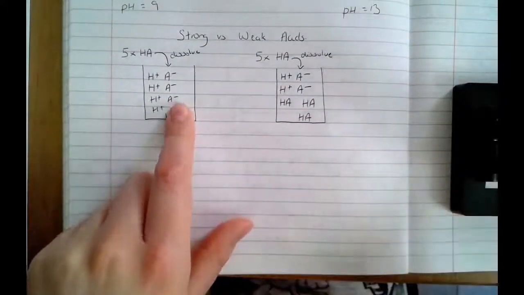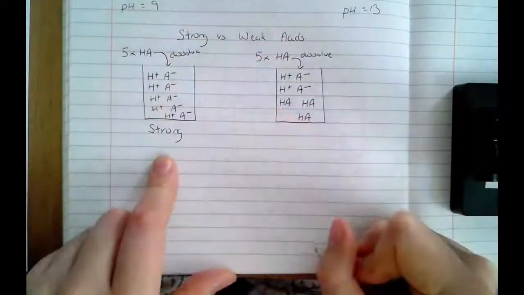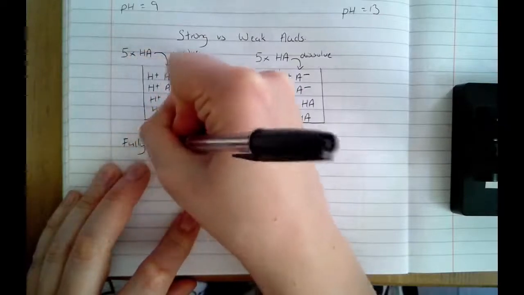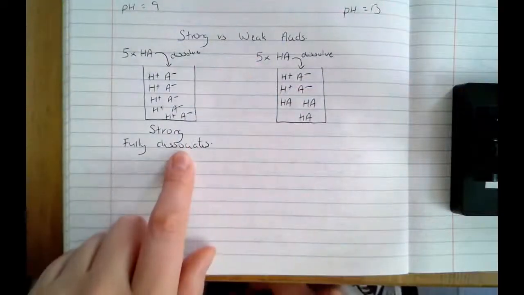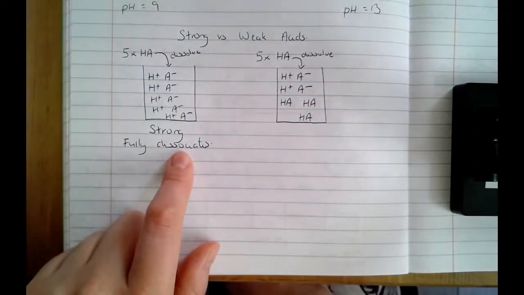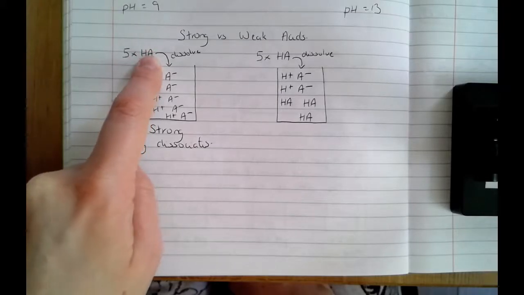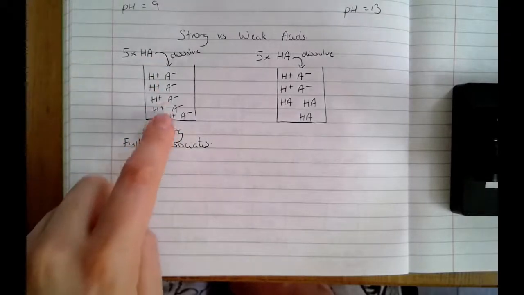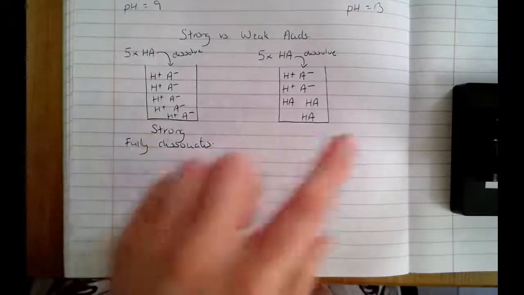The example on the left is what we call a strong acid, and it's called strong because it fully dissociates. Dissociates is just a fancier word for splits up. So you've got your HA molecule and it fully splits up. So I put 5 HA molecules in and every one of those HA molecules splits up. So I can say it fully dissociates, it fully splits up.